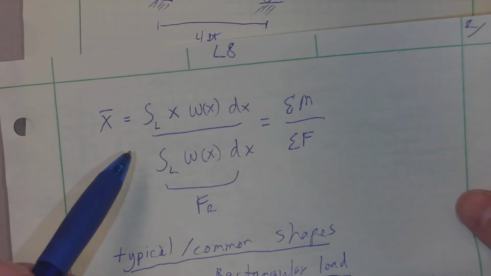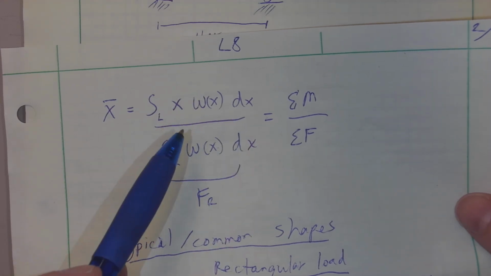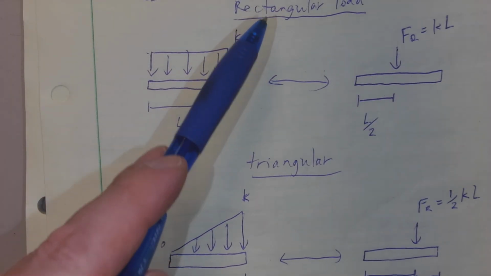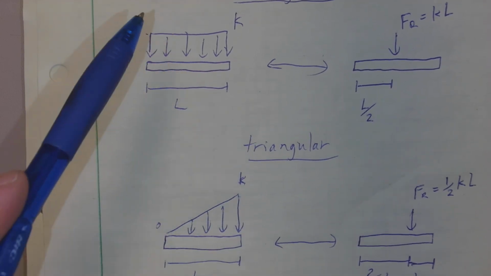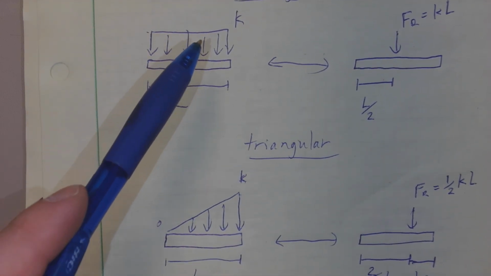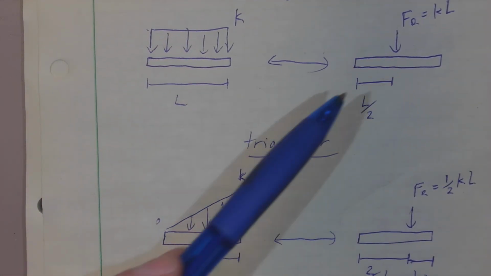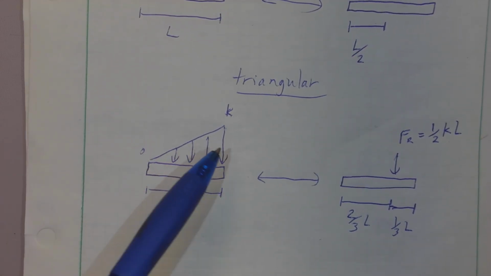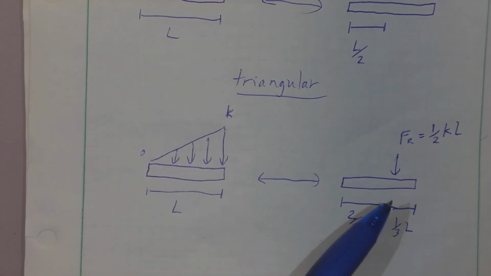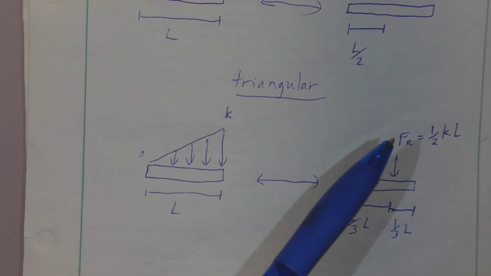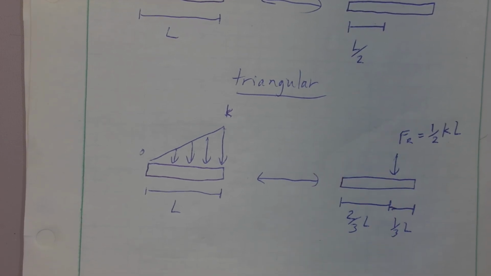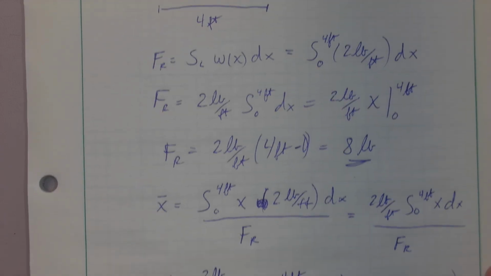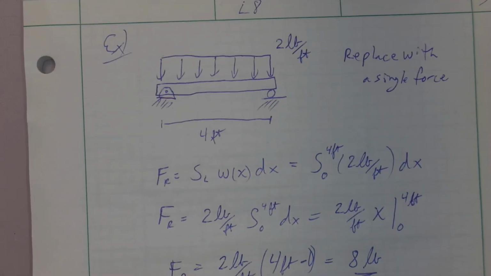So this always works, but these are the two most common shapes that you'll encounter: a rectangular and a triangular load, and this is how you would do it. And find the area, put the force in the middle. With a triangle, you have to find the center of the triangle, and that's going to be 2/3 length from one end, 1/3 from the other. And the area of the triangle is 1/2 base times length, essentially. Right. So here we've done just a rectangular load.